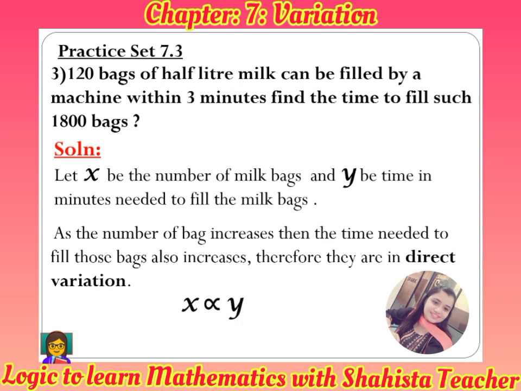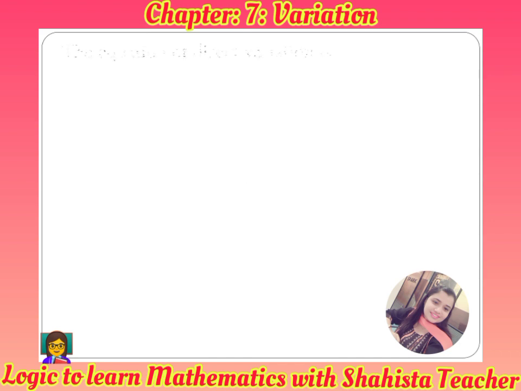So x varies y. Here we will use the formula x varies y, because as the number of bags increases, the time also increases. And if the time increases, that means the number of bags also increases. So when one quantity increases, the other also increases, that means it is a direct variation. So x varies y, where x is 120 and y is 3 minutes. Or we can say x is 3 minutes or y is 120, depending upon your choice. It is up to you, which one you want to take 120 and 3 minutes for.